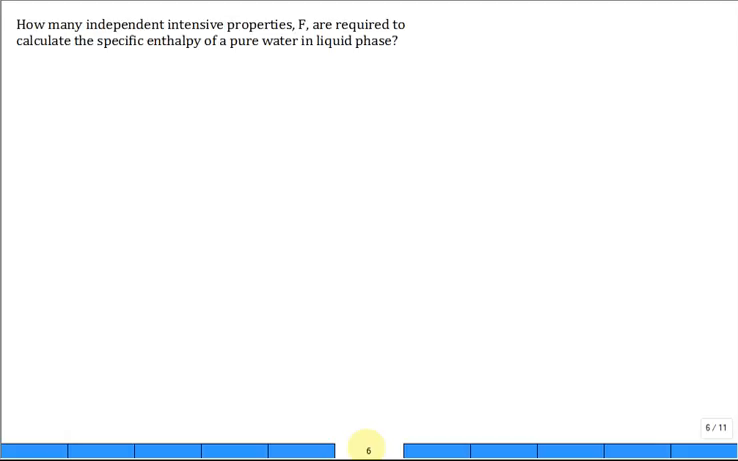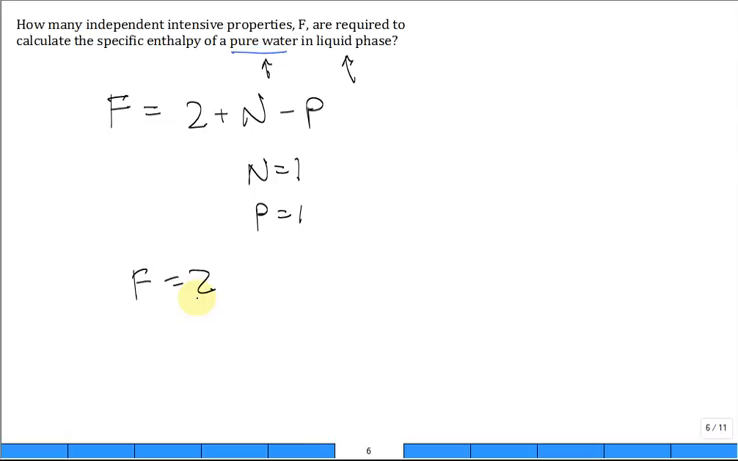How many independent intensive properties F are required to calculate the specific enthalpy of pure water in the liquid phase? So this is an application of Gibbs' rule. We recall the equation: F equals 2 plus N minus P. So for this problem, what is N? It's 1 because it's pure water. And what is P? 1. There's only one phase, it's liquid. And so F is equal to 2, so we're back to where we started from.